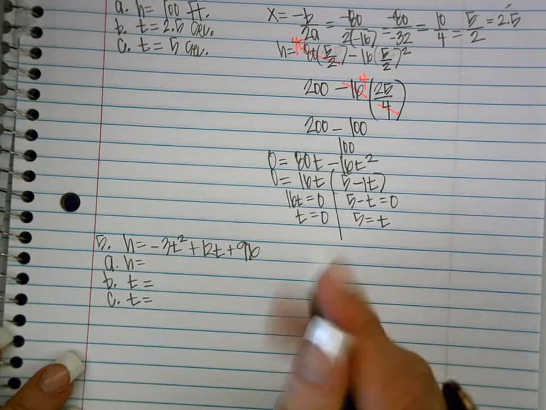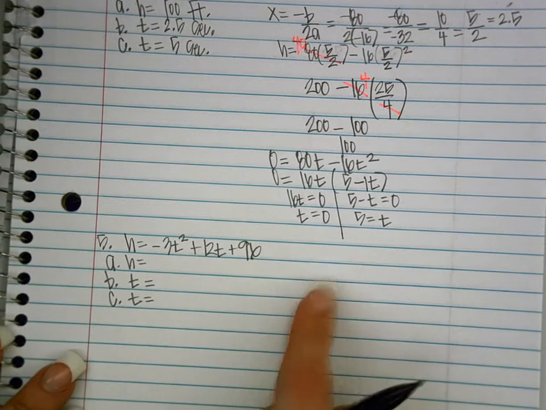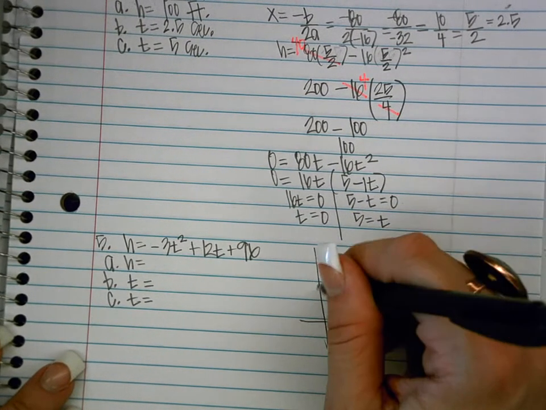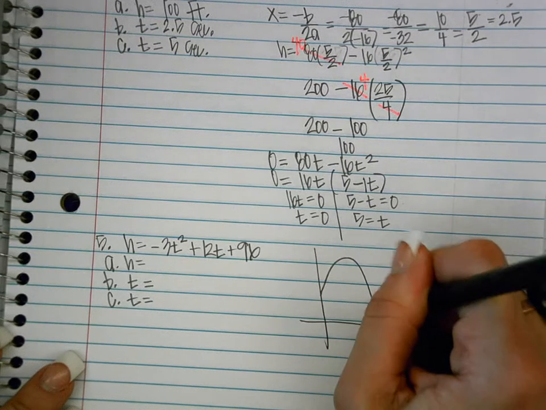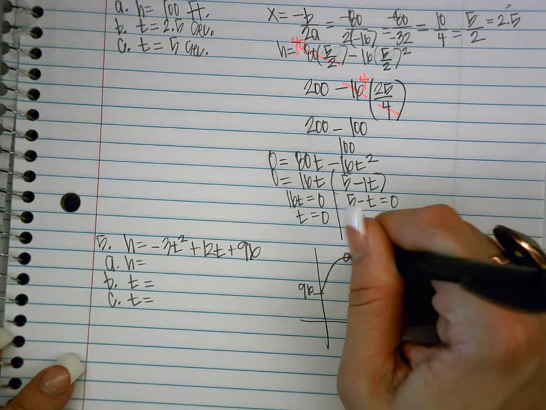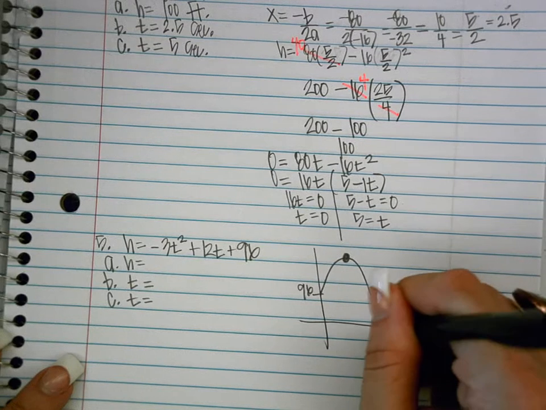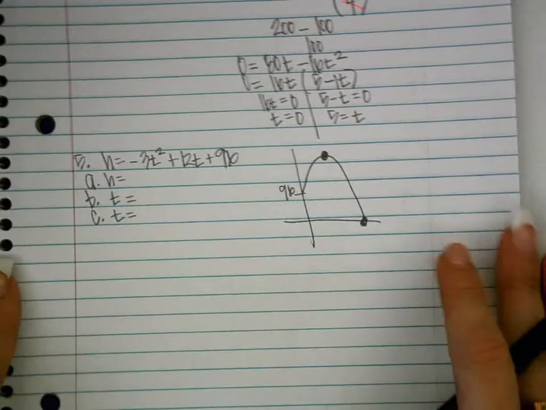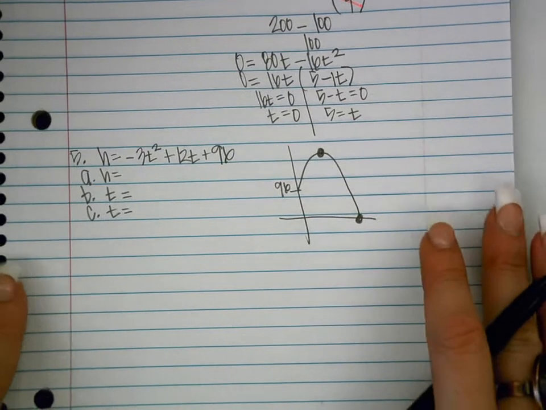So basically what we need to find here would be a drawing like this. You don't have to draw this part. This starts at 96 feet. We want to find the vertex and the x-intercept. How do I find the vertex and x-intercept?